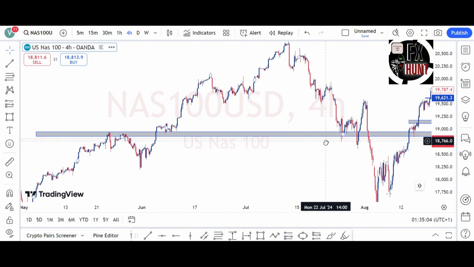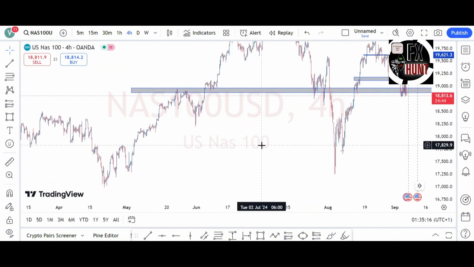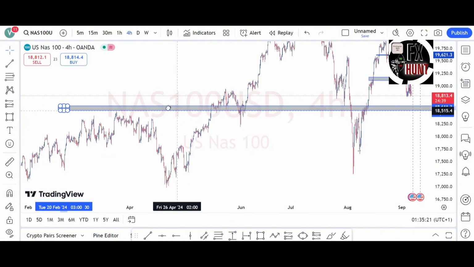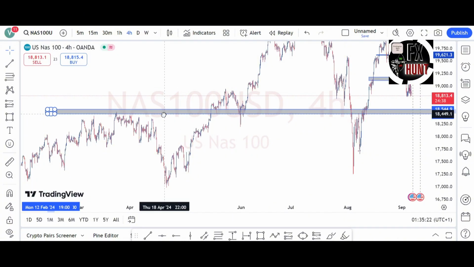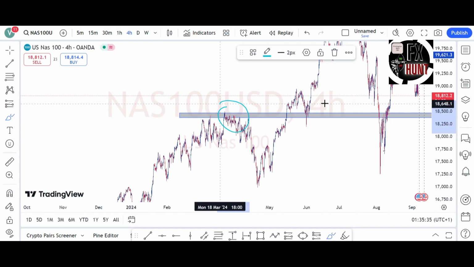Let me put it up properly. That zone is a major area of interest, but that's not the area I'm talking about right now. The area I'm looking at as a major point of interest is this zone. You could see the price reaction when price gets to that zone. This was the first reaction. This was the second reaction, and this was the third reaction. You can see price is reacting all around here.